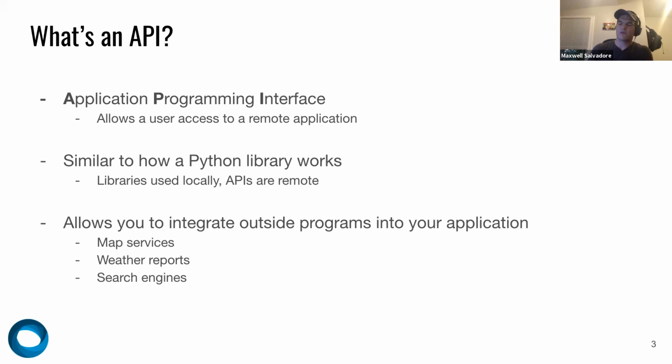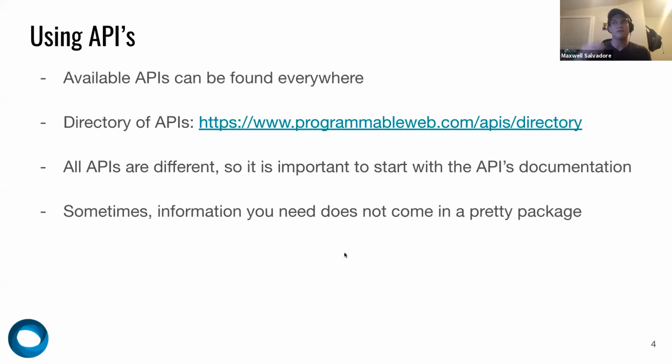The third point is that it allows you to integrate outside programs into your applications. This includes map services, and weather reports is a super common one. Search engines are also ones that you can use, but there are just tons of different APIs available by different companies. Some are free, some cost money. It just depends on being able to find the correct API. And so, available APIs can be found everywhere.